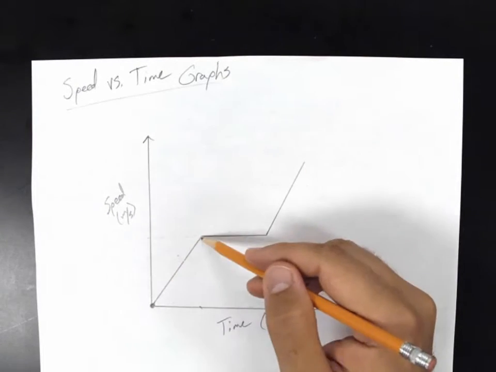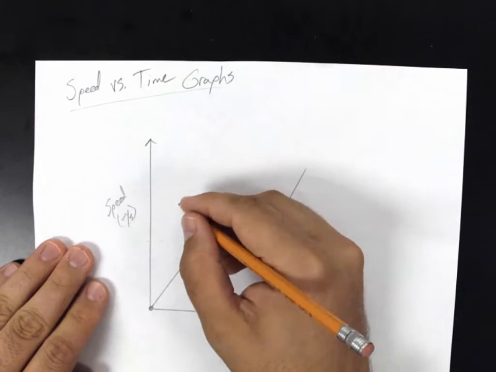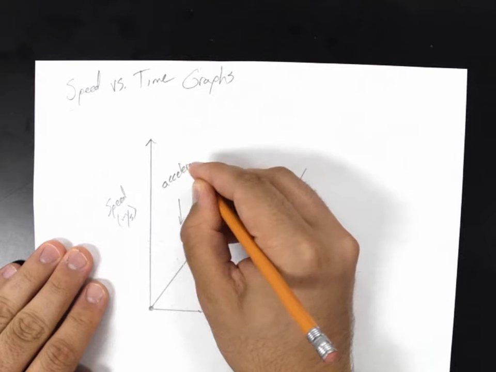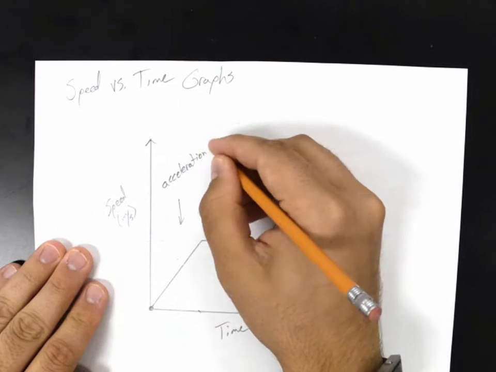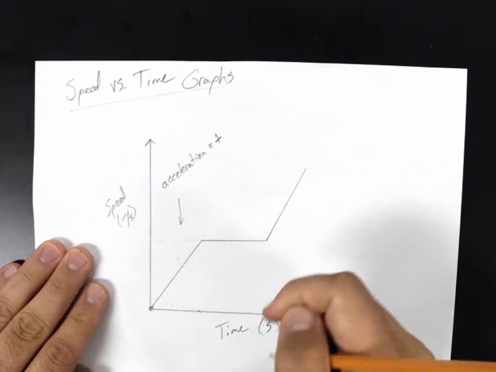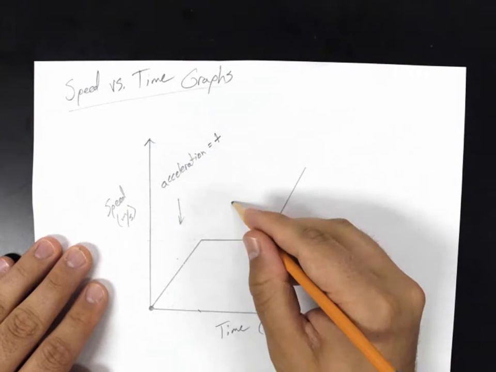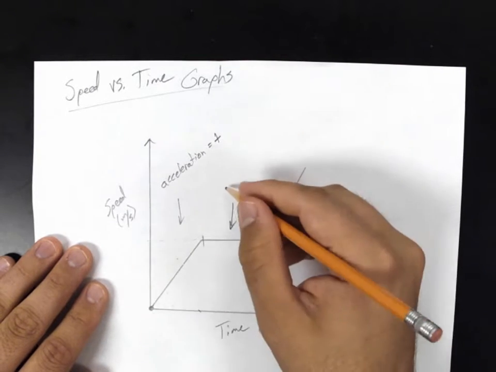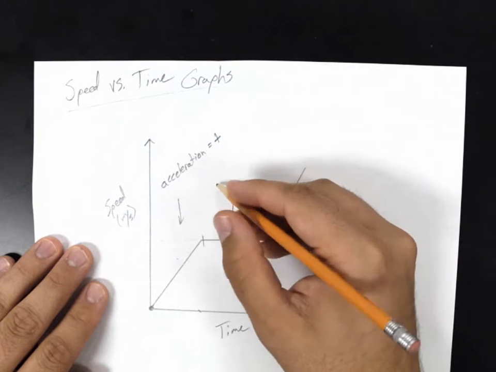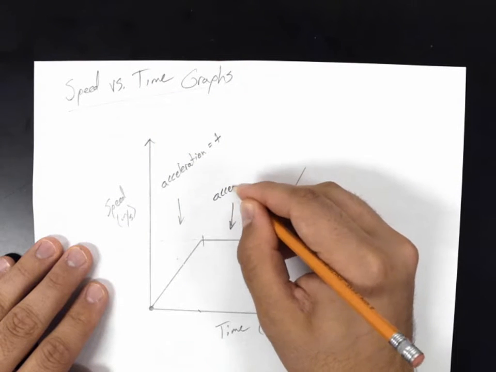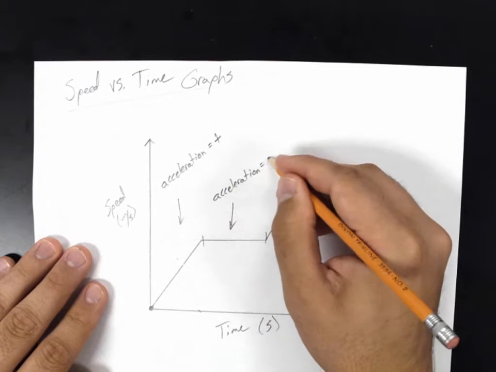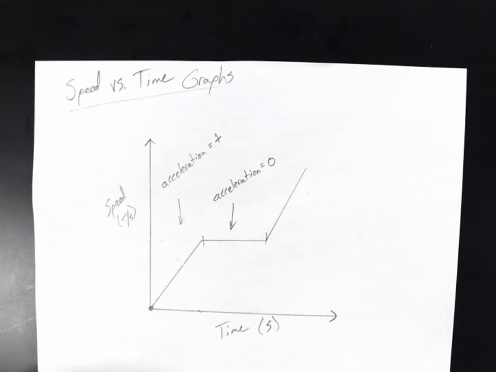When it increases, this on a speed versus time graph implies some sort of acceleration that is some positive value. Then right here, this flat space, this would be a period of an acceleration equal to, can you guess it before I say it? Equal to 0. There's no acceleration.